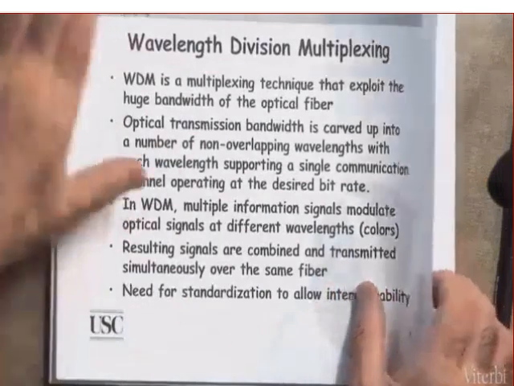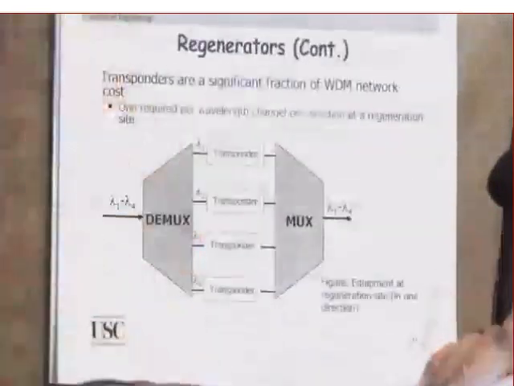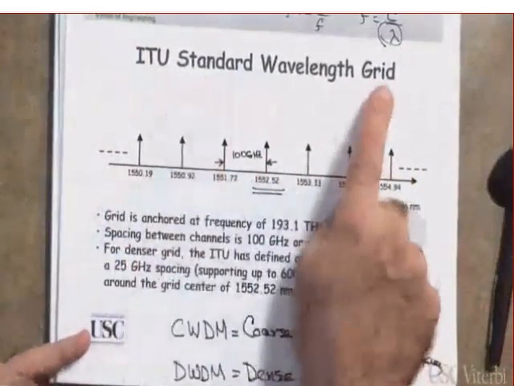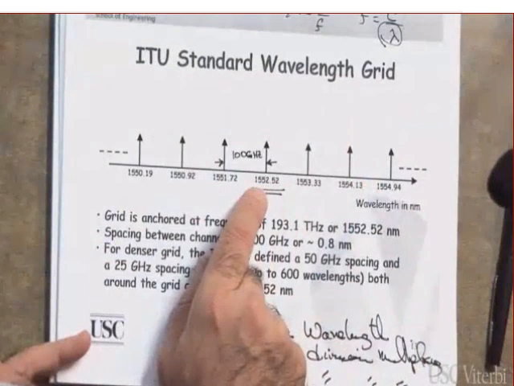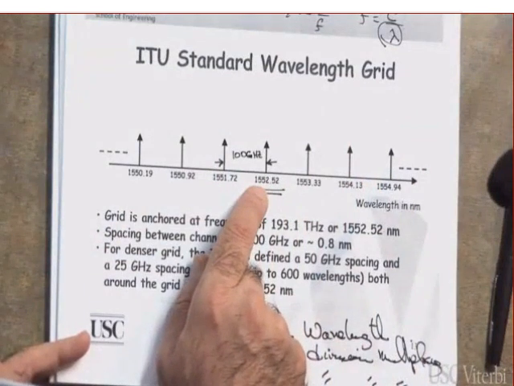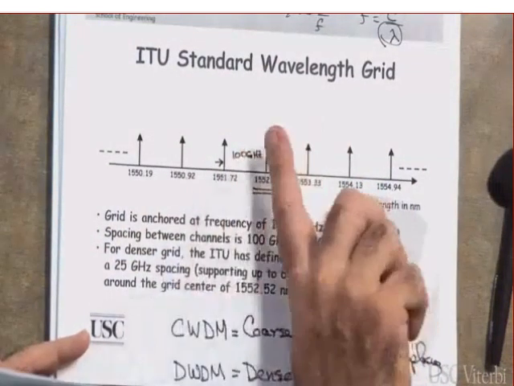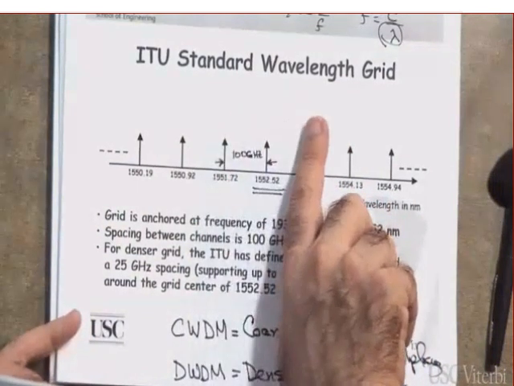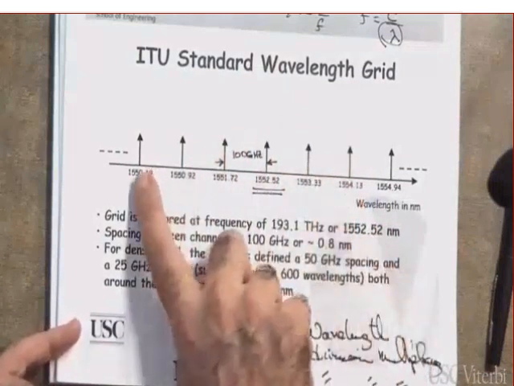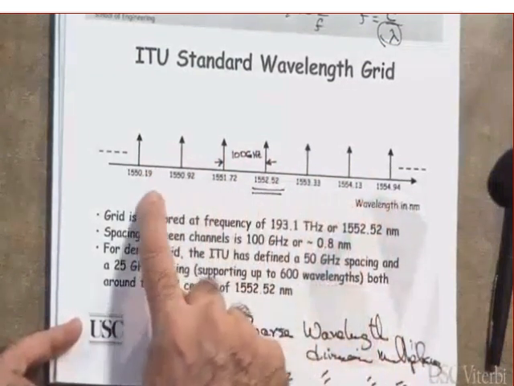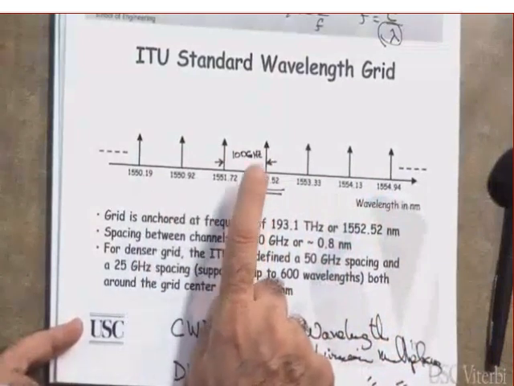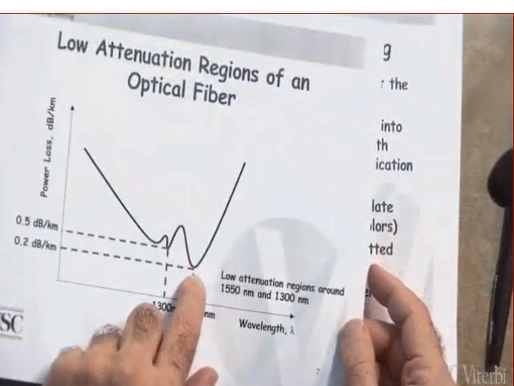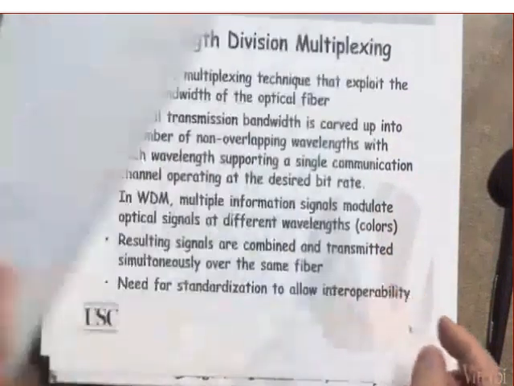They based, let me show you so that you understand. They based their grid, this is the standard grid, on 1552.52 nanometer. Everything is based on this. It's centered around this. This is another wavelength, a third wavelength, fourth wavelength, fifth, and so on. And you can see that the wavelengths are clustered around the 1550, because they saw that this is the best quality wavelengths for optical fiber.